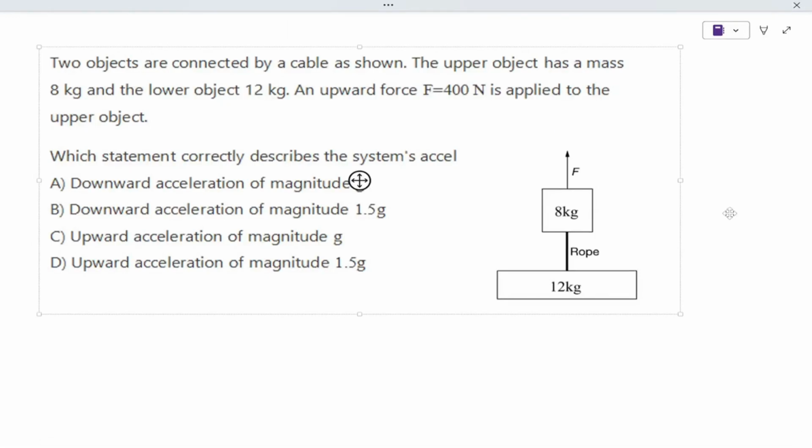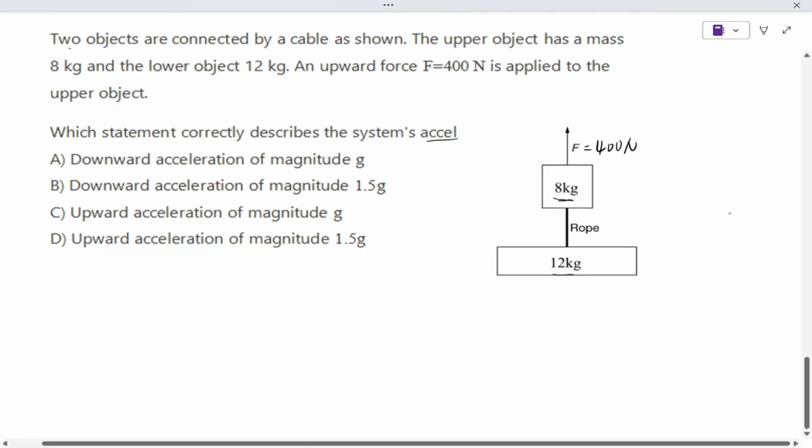Let's keep on going. Two objects are connected by the cable as shown. The upper object has a mass of 8 kilograms over here, and the lower object 12 kilograms, which is over here. An upward force F equal to 400 newtons is applied to the upper object. Which statement correctly describes the system's acceleration? Yeah, this acceleration.